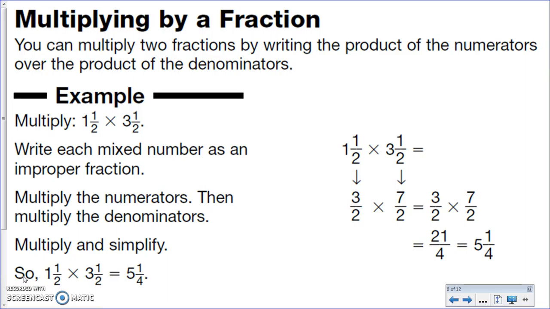3 times 7 is 21. Then we multiply the denominators. 2 times 2 is 4. So we get 21/4. We know that's an improper fraction, so we need to simplify it by dividing. So 21 divided by 4, it goes in 5 times completely, and there's 1/4 left over. So 1 1/2 times 3 1/2 is 5 1/4.